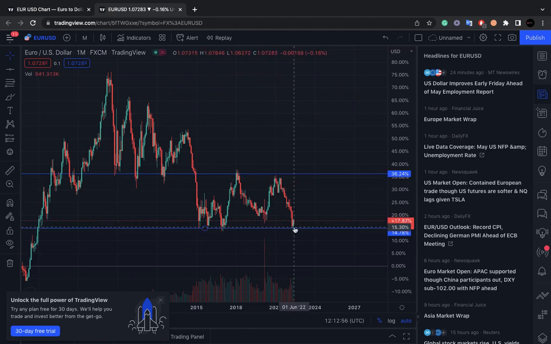Okay, so obviously this shows you guys that this is a support zone, and the market is liable to go back up from this end. This is how we look for support zones.